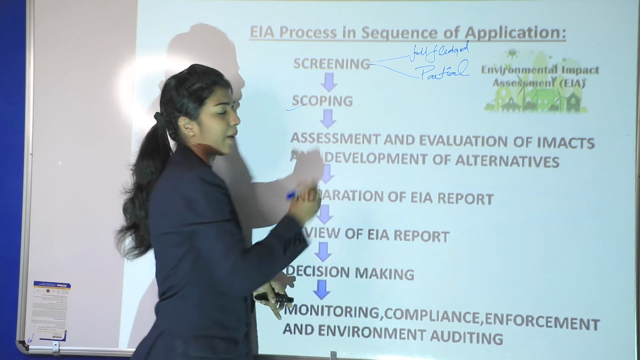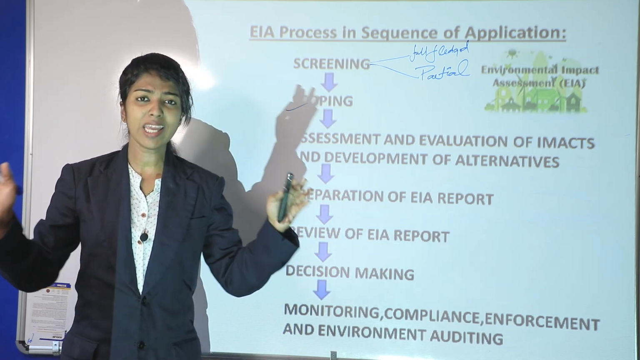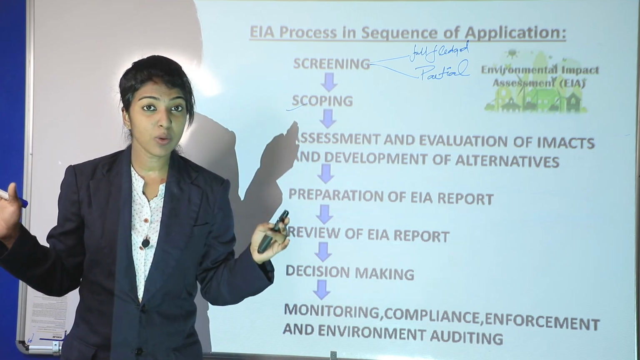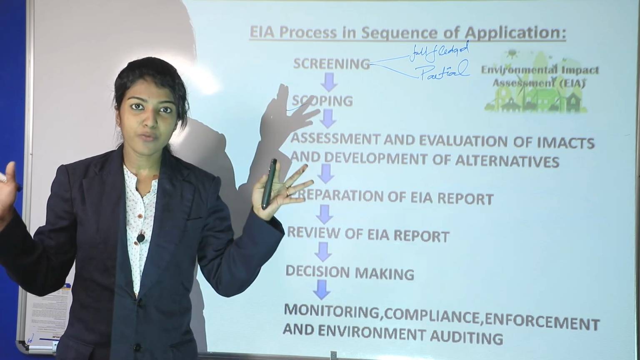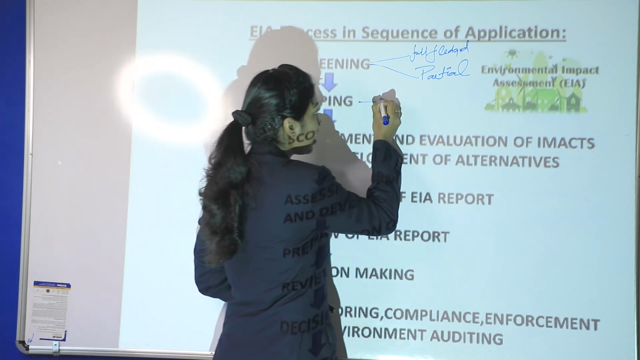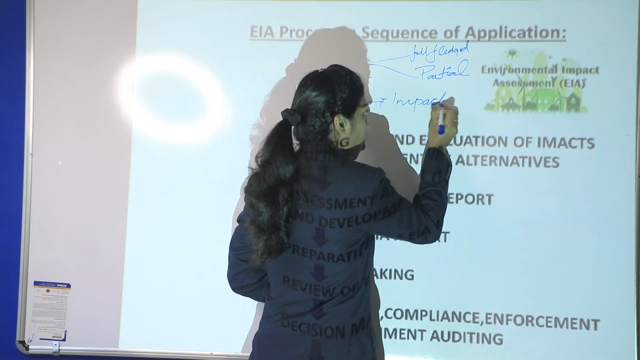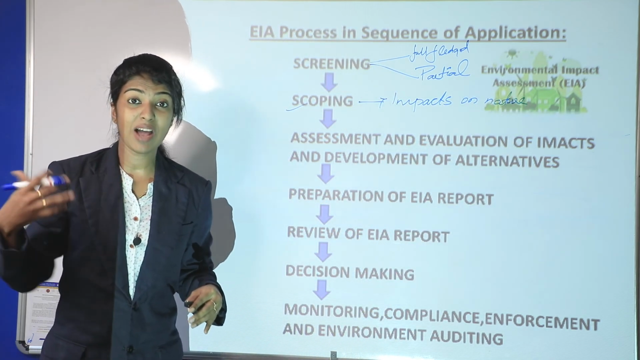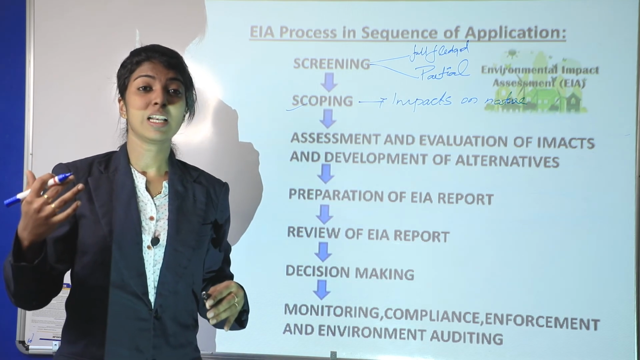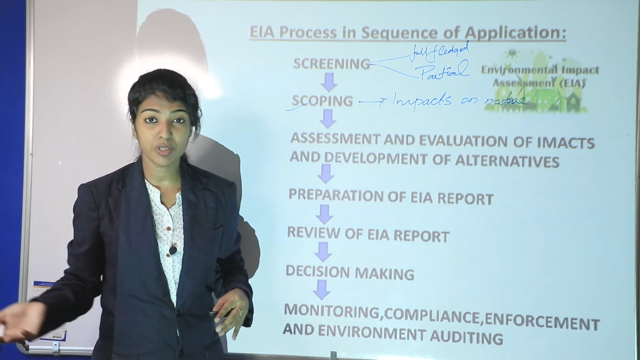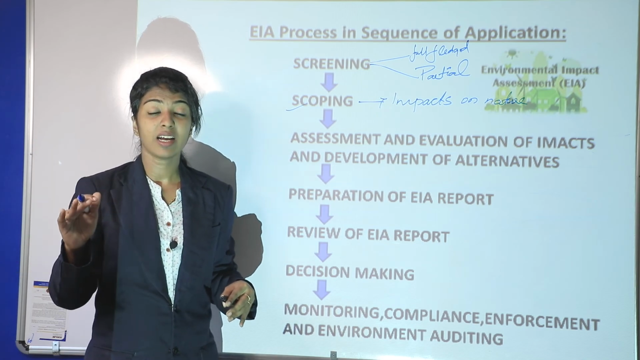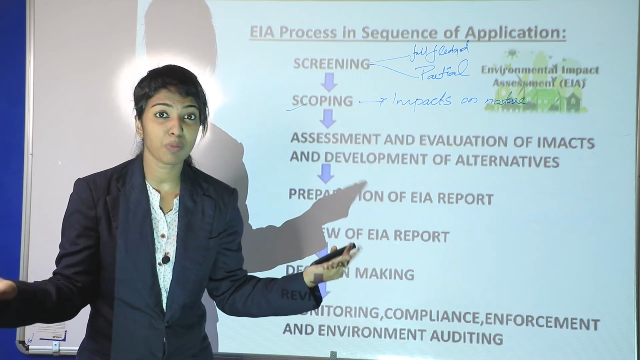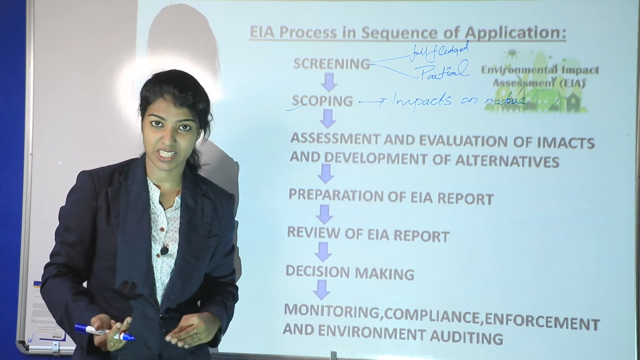Second is scoping. Scoping means we are evaluating a particular project. Based on the screening, we are evaluating a particular project and finding what the impacts may be on nature and the surroundings. We are evaluating all the possible negative and positive impacts, and also how we can mitigate the negative ones and how we can improve the positive ones. This comes under the scoping category.